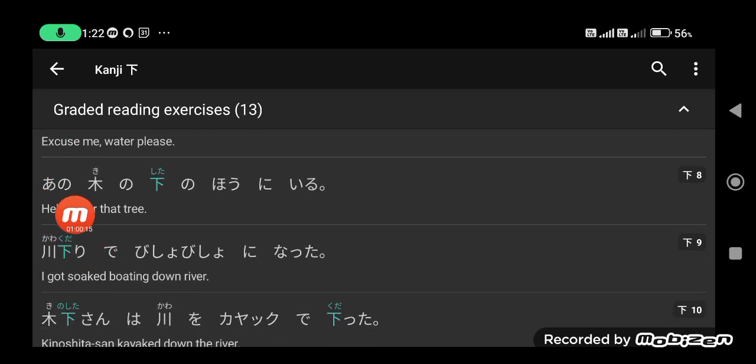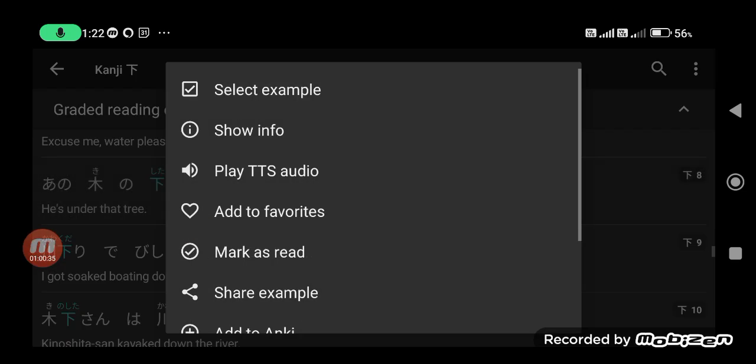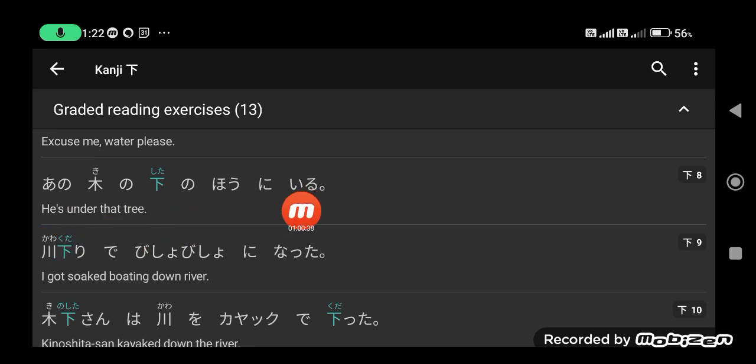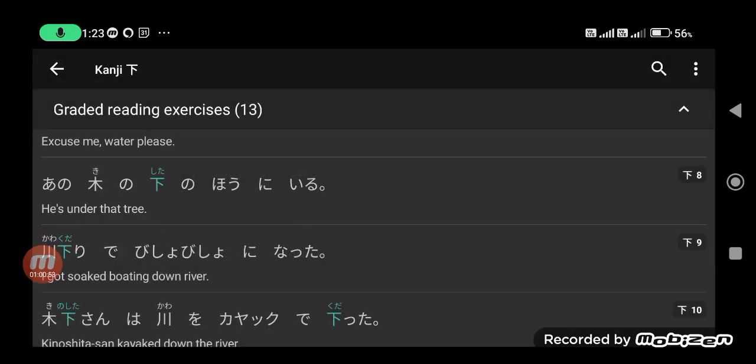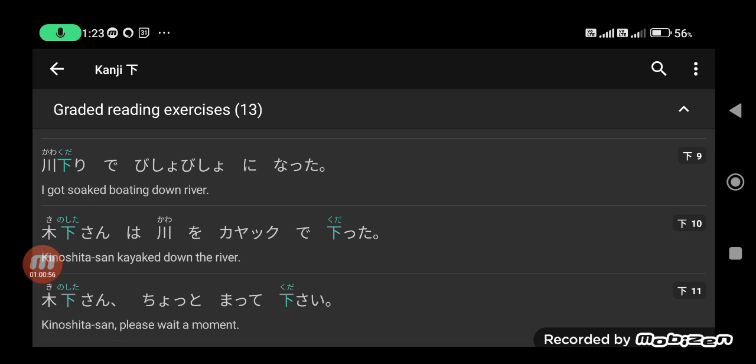Say, he's under the tree. Ano ki no shita no hou ni iru. Hou means proximity or direction. Iru means existence, existing under the tree. Ki is tree. あの木の下の方にいる. Hou is orientation or proximity, and iru means to exist. So again, please just screenshot the other examples.